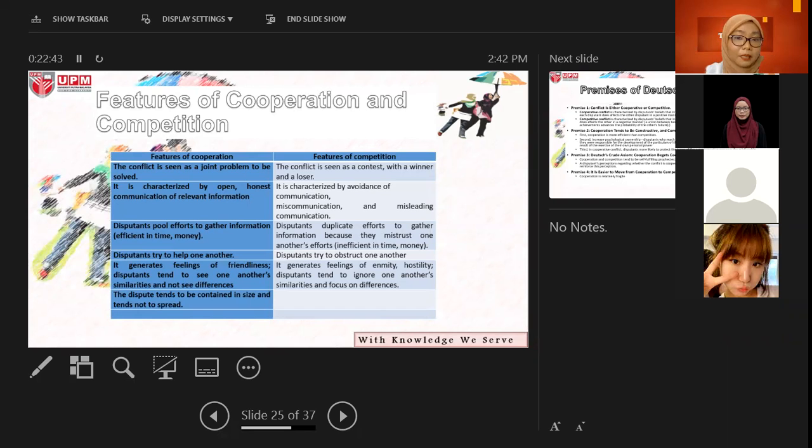Okay, and then disputants duplicate effort to gather information because they mistrust one another's effort. Why duplicate? Because these two parties have to work alone by themselves to get the information. Kalau let's say dalam cooperation, both party working together, there is no duplication of effort. But in competition, both party has to work individually to reach similar information.